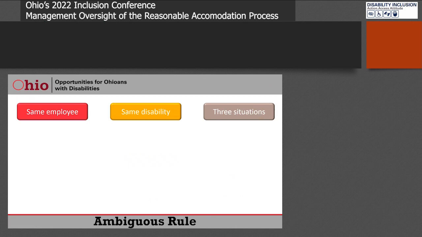The EEOC states in this example that termination is permissible because it is job-related and consistent with business necessity to require tellers be able to conduct themselves in an appropriate manner when serving customers and refrain from interfering with the ability of coworkers to perform their jobs.